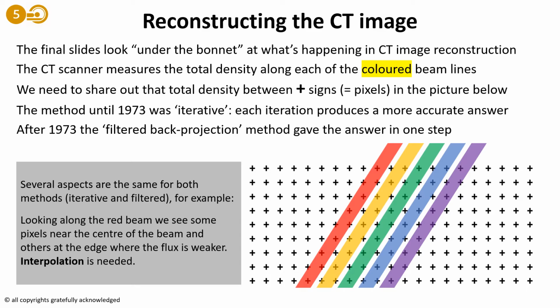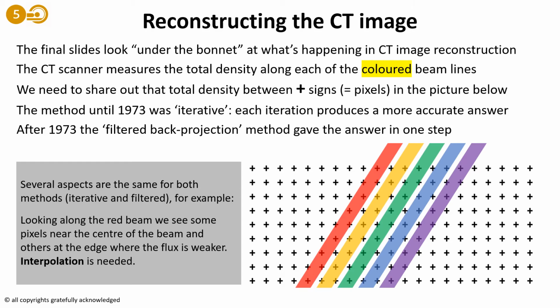If you look at the red line, the red beam is going down diagonally across the image matrix. But you'll notice that it doesn't exactly hit any one of the image points bang center, and the little box on the left discusses that technicality. But the overall issue is that we've got to allocate the total density measured along that red line to the individual picture points which that red line interacts with.